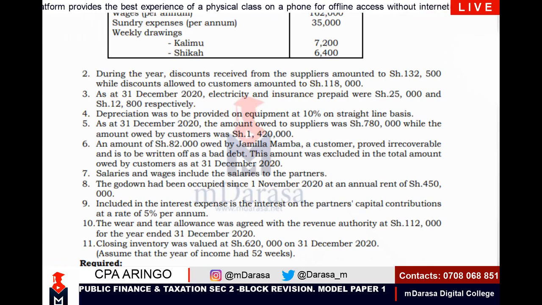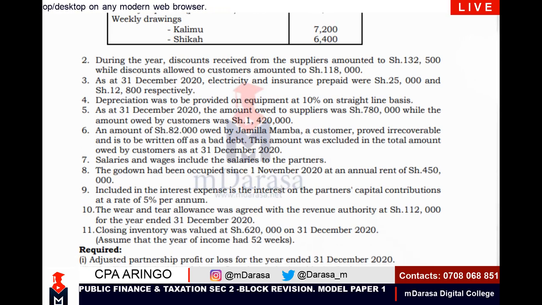Note 8. The godown had been occupied since 1st November at an annual rent of 450,000. The godown has been occupied since November. So I'm talking of since November at an annual rent of 450,000. Note 9, included in the interest expense is the interest on the partner's capital contribution at a rate of 5%. So in our interest, we had a component of interest on capital. And interest on capital, you've clearly seen, we've seen it as what? As non-allowable expense, right?